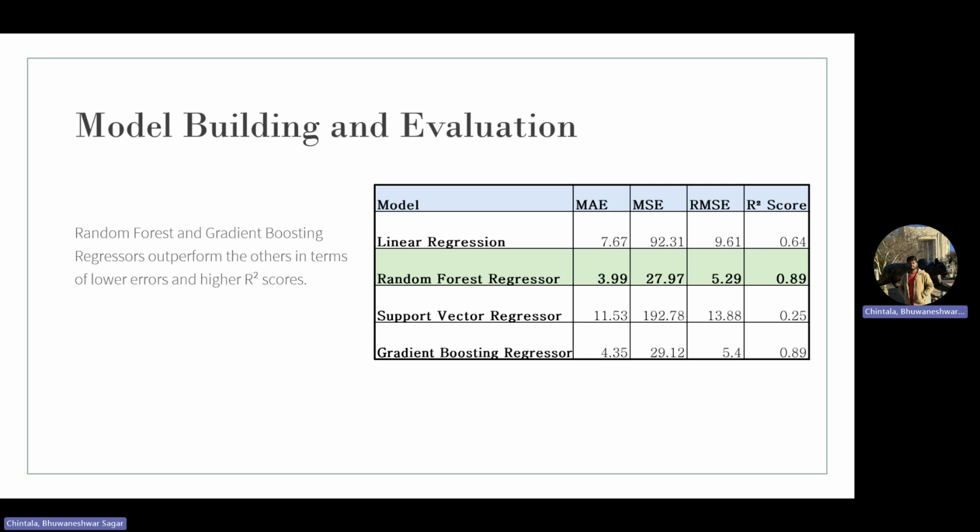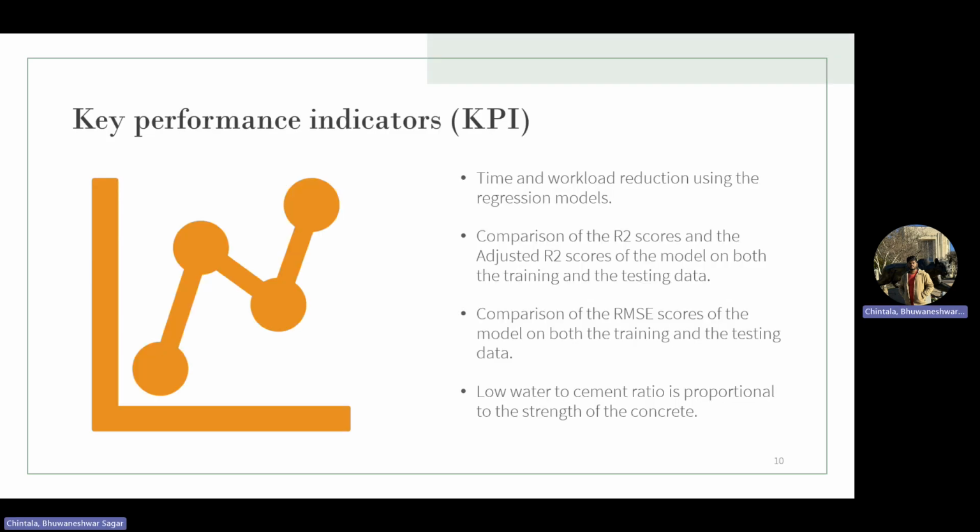When comparing the random forest regressor with the gradient boosting regressor, we could see that the errors are a bit less for the random forest regressor. So our key performance indicator is that we can reduce the time and workload using these regression models. We have also compared the R2 scores and the adjusted R2 scores of the models on both the training and testing data sets. Comparison of the RMSE scores on both training and testing will help us understand which model has more error, so that we can pick the best model which has lesser error.